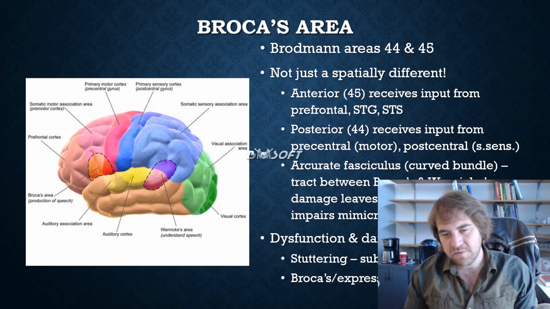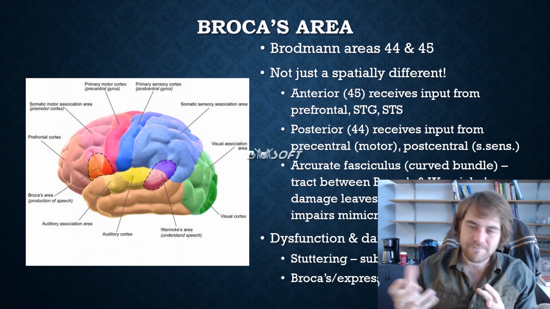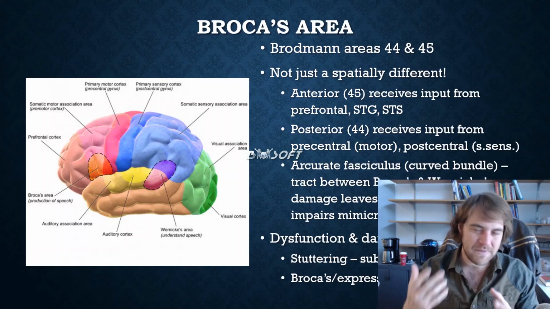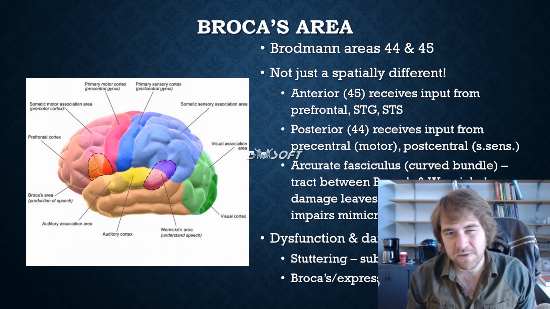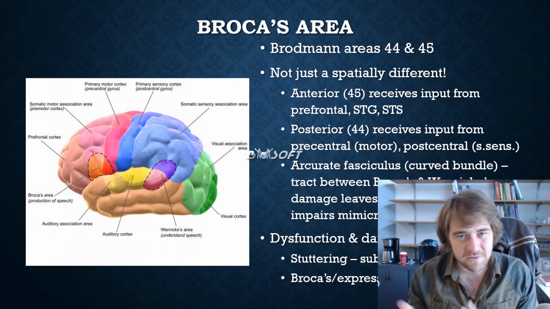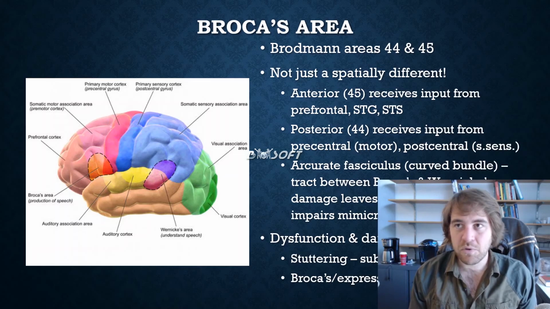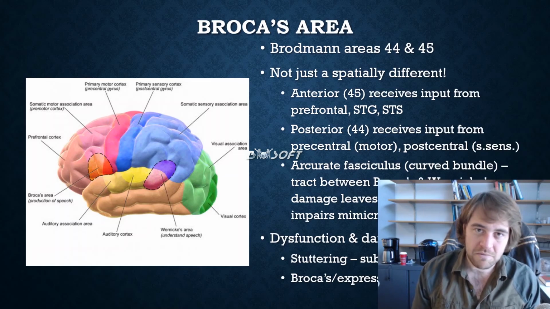I've got a little bit in here about the arcuate fasciculus, which typically runs between Wernicke's area and Broca's area. It may not run between Wernicke's area. It may run between the angular gyrus, actually, is what some of the new research is showing. But the arcuate fasciculus is important for mimicking sounds.